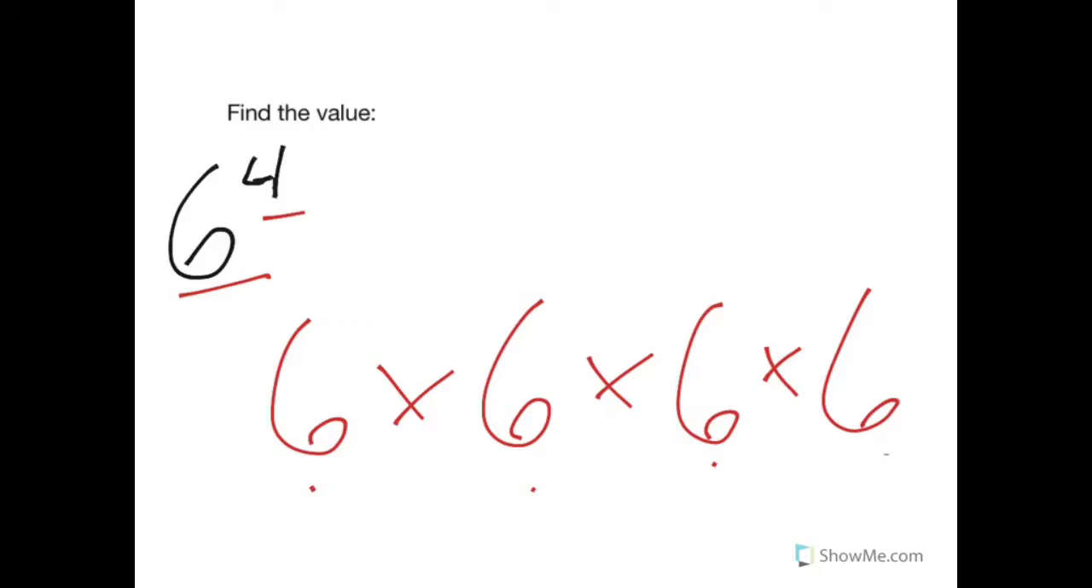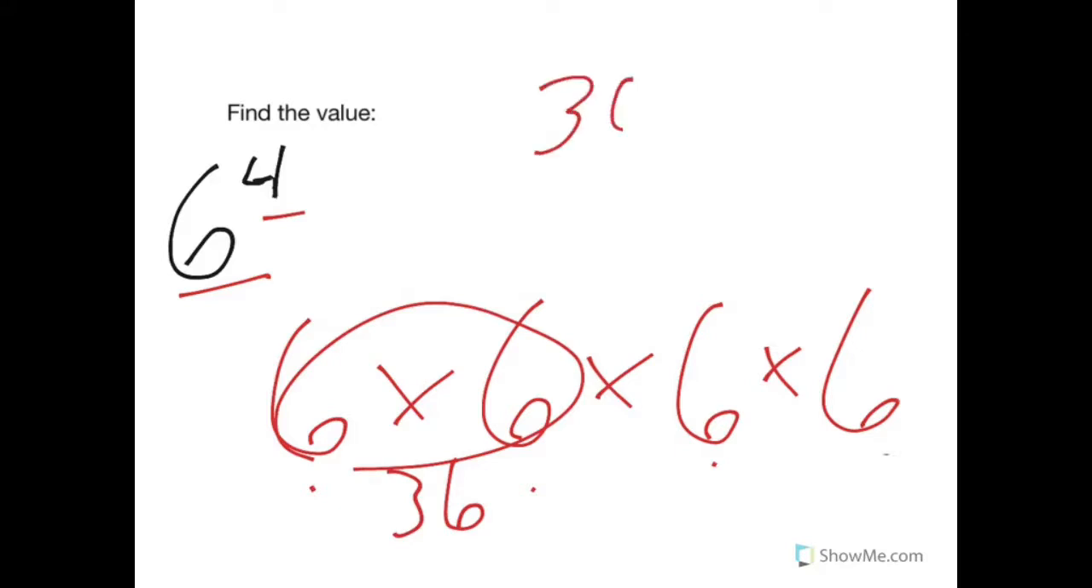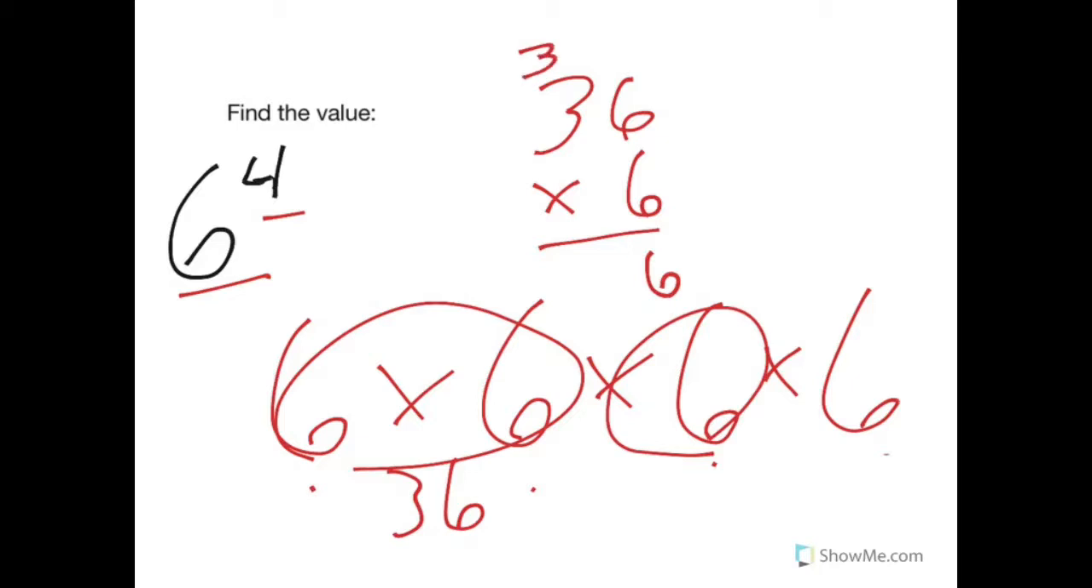6 times 6 is 36. So I've used these two 6's. 36 times 6. I don't know off the top of my head, so I'm going to do the math. I'm using this 6 here. 6 times 6 is 36. Drop the 6, carry the 3. 6 times 3 is 18, 19, 20, 21. I'm at 216. I still have one more 6 to go.